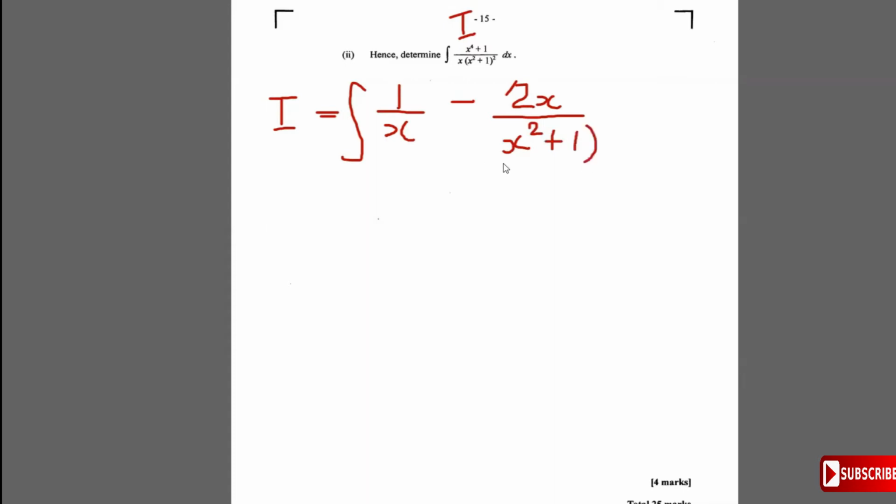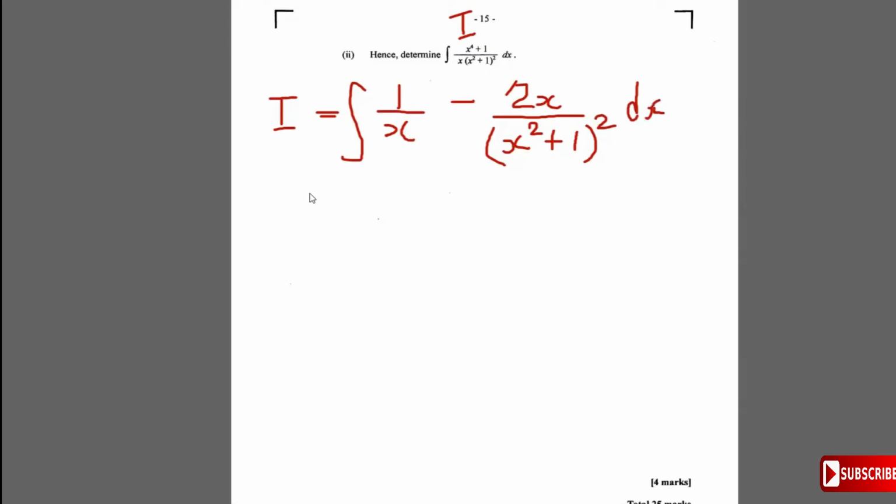So again, I'm going to call it I. Since I'm calling it I, I have now that I is equal to, instead of integrating this, we're integrating instead 1 over x minus 2x over (x squared plus 1) all squared dx. This is what we're integrating.